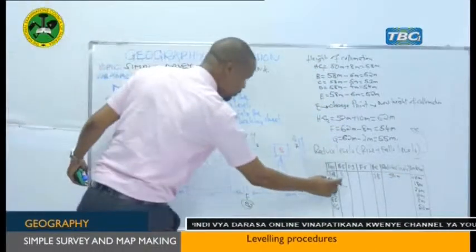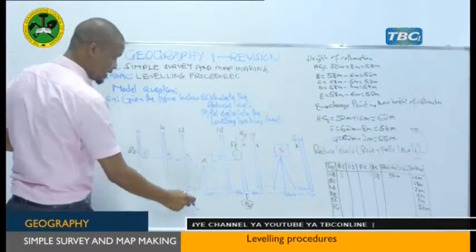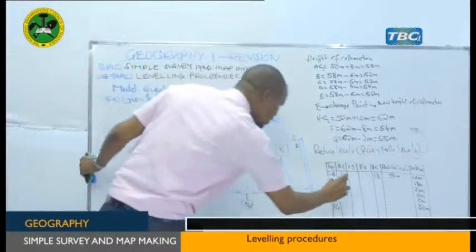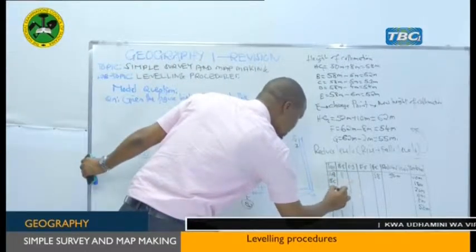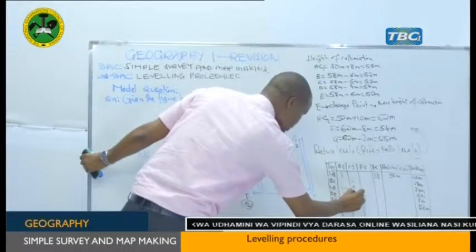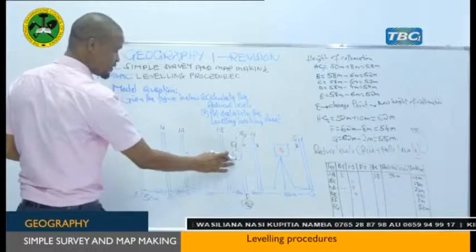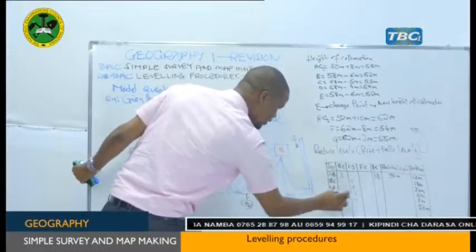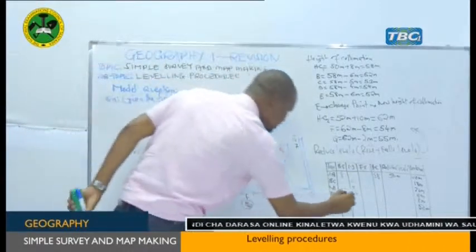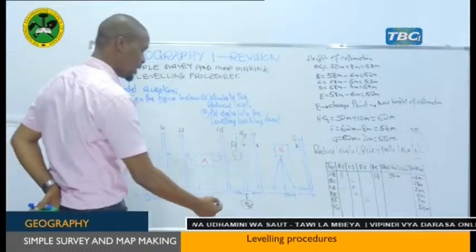Then we go to point B. At point B, backsight, we don't have. We have the intermediate sight at points B, C, and D. So the intermediate sight at point B is how much? It is 6. So intermediate sight at point B, 6, 5, this one, 4. Then at point E, we have the foresight. So you write the foresight at point E, which is equal to 6. You write here 6. Are we together?